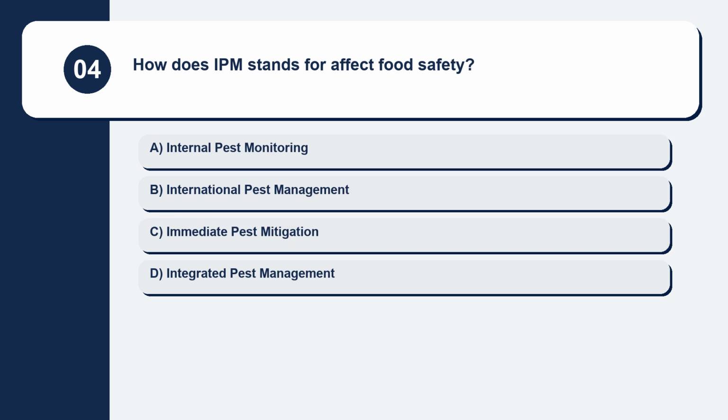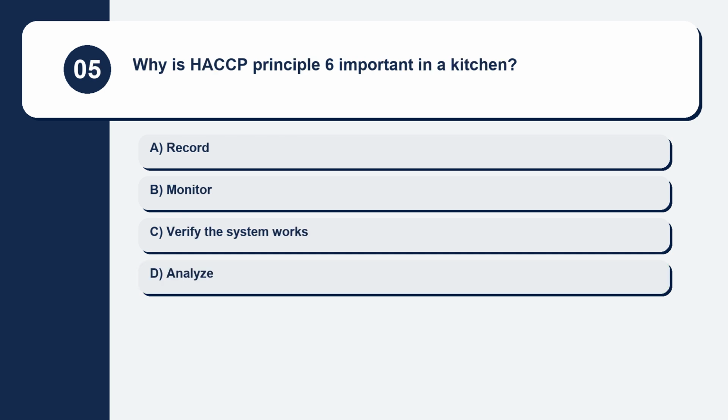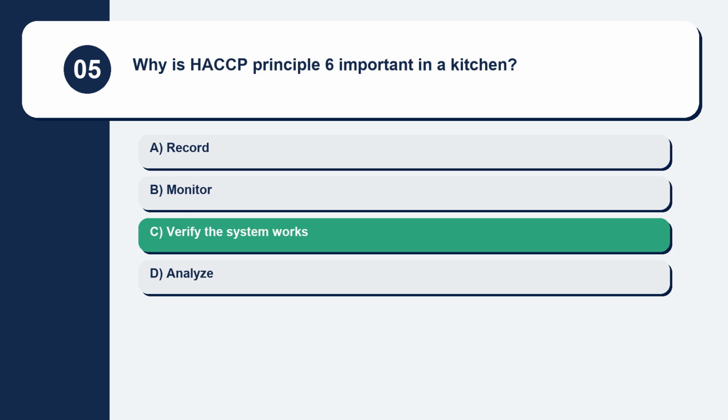Question 4. What does IPM stand for, and how does it affect food safety? Internal pest monitoring, international pest management, immediate pest mitigation, integrated pest management. IPM focuses on prevention and control. Question 5. Why is HACCP Principle 6 important in a kitchen? Record, monitor, verify the system works, analyze. Step 6 is verification.